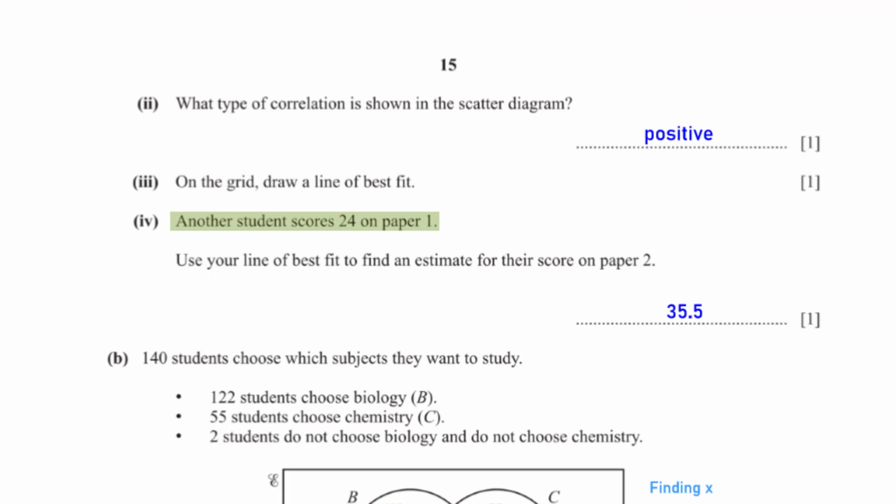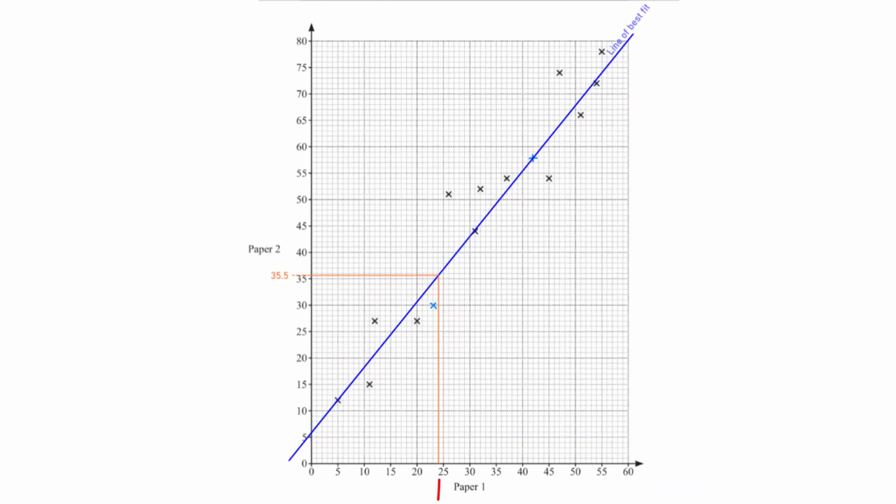Another student scores 24 on paper 1. Use your line of best fit to find an estimate for their score on paper 2. On the grid, when we map 24 from the horizontal axis onto the line of best fit, we get the estimate for the paper 2 score to be 35.5.